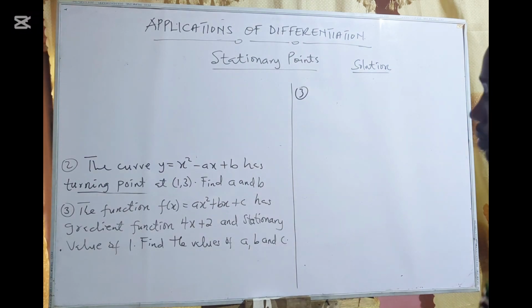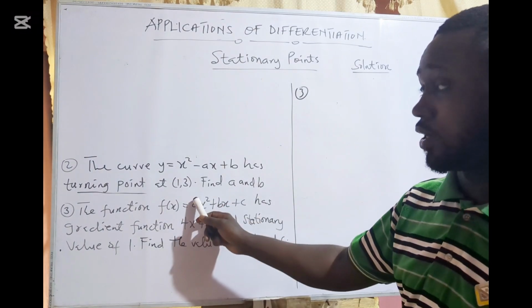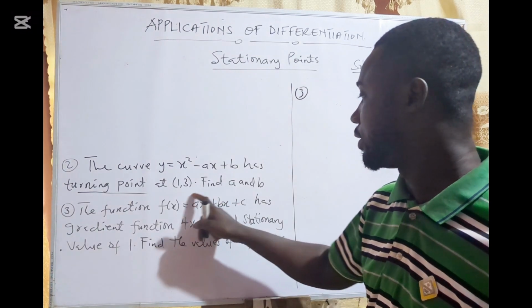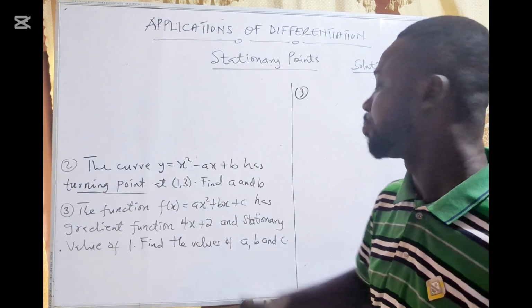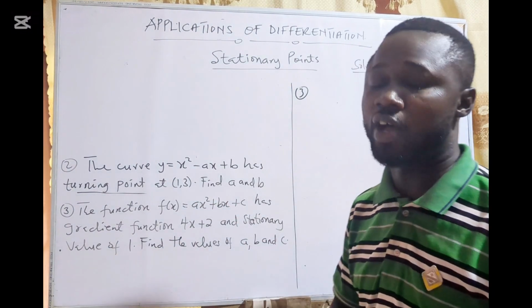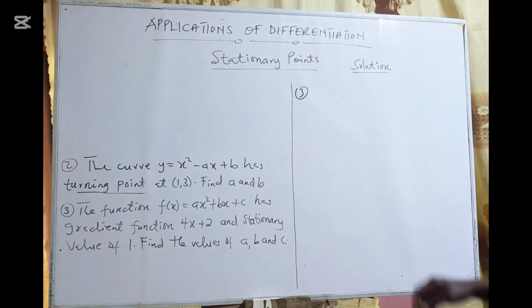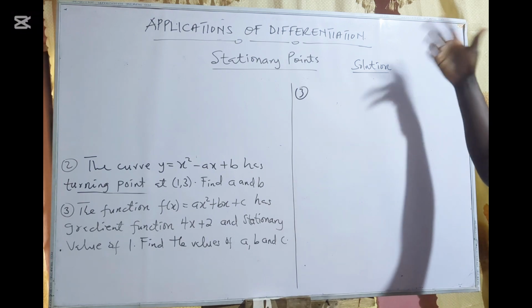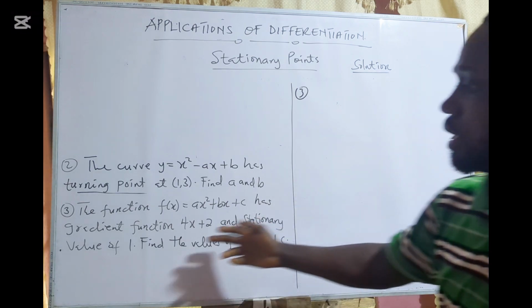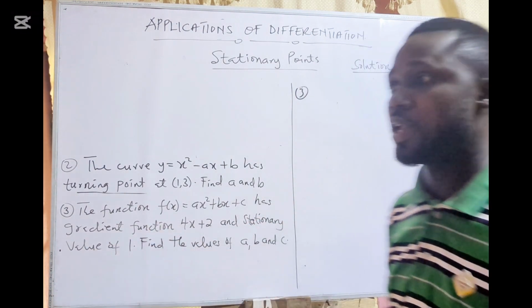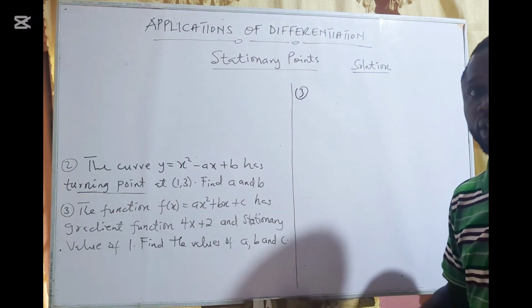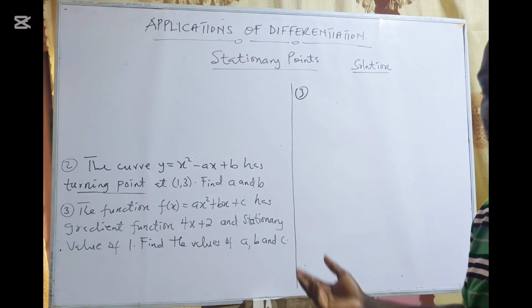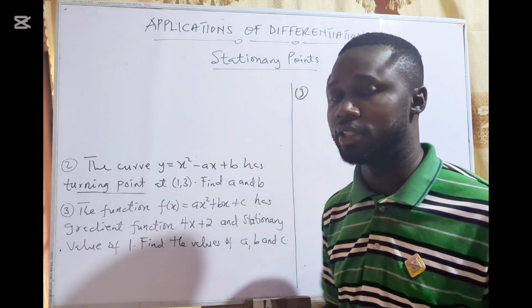Okay, so this is a quadratic function and the gradient function is 4x plus 2. So if you differentiate this, you get 4x plus 2. And the stationary value stands for what? The value of the maximum or the minimum. The y value becomes the stationary value. So if you hear the maximum value or the minimum value, it is the y value of the maximum or the minimum. Okay, so that's the stationary value.